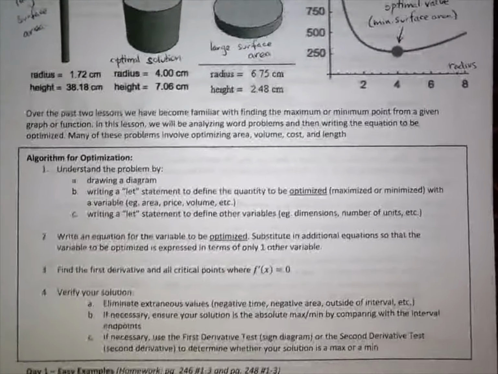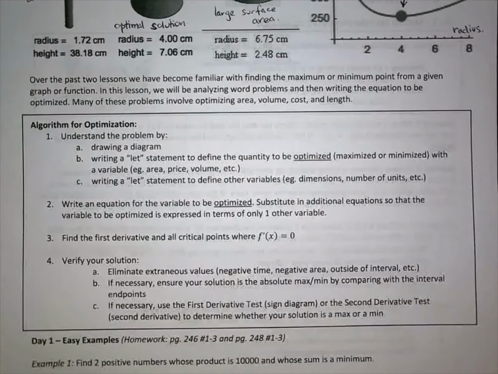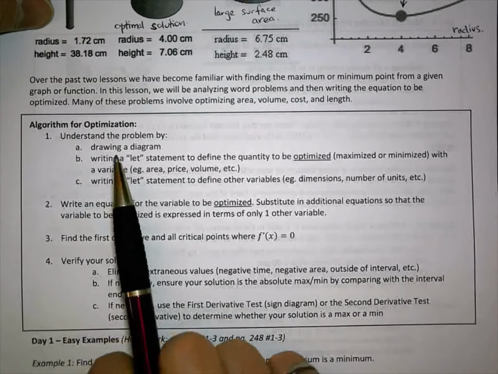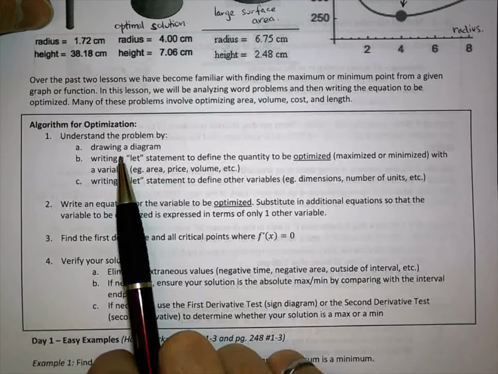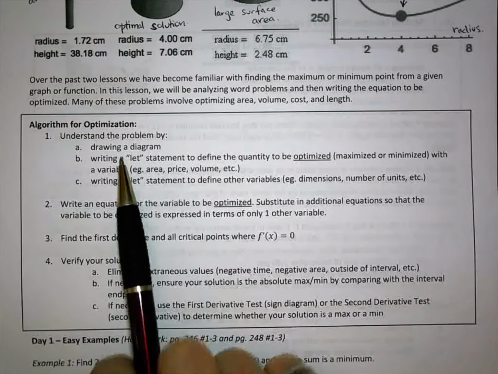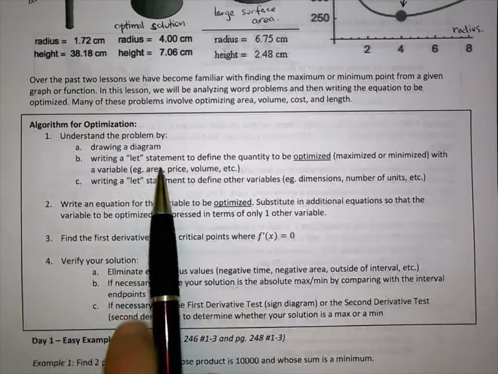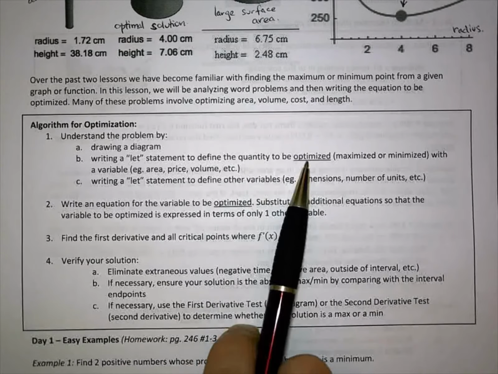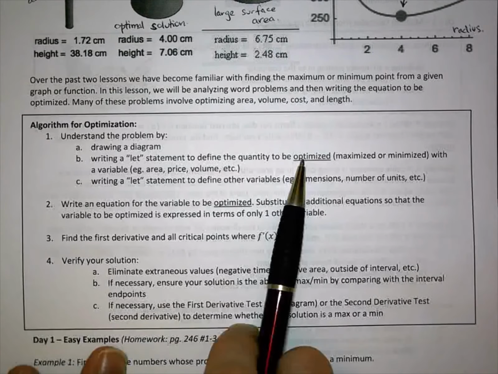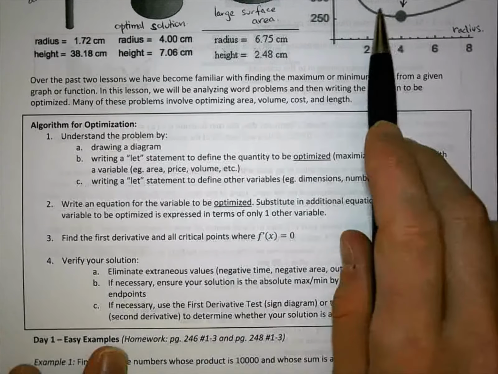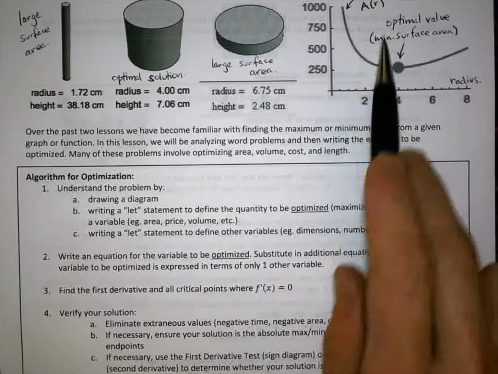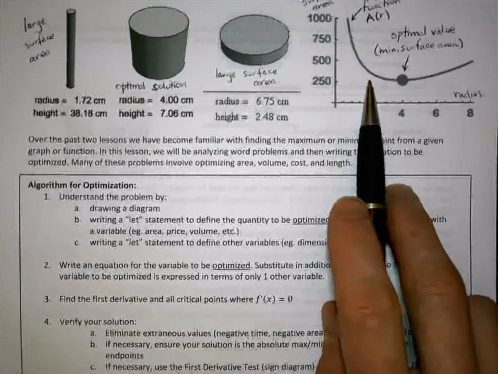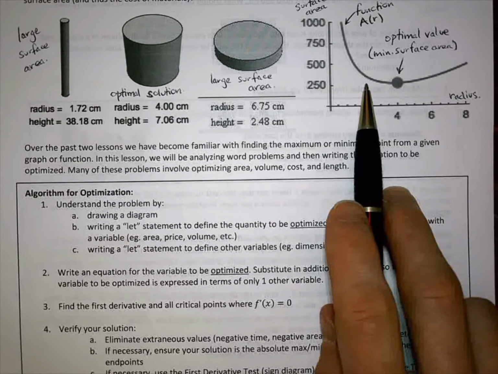So let's go through the strategy that we're going to use to do an optimization problem. Most important thing, understanding the problem. It really helps to always draw a diagram just to understand it, to put the words into some sort of meaning. Then we write a let statement to define the quantity being optimized, so the thing that's being maximized or minimized. For example, in this Coca-Cola example, we were trying to optimize surface area. So I would say let A equal area.